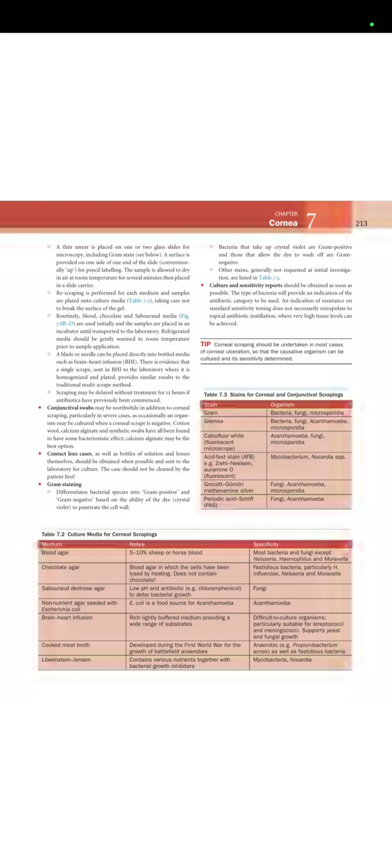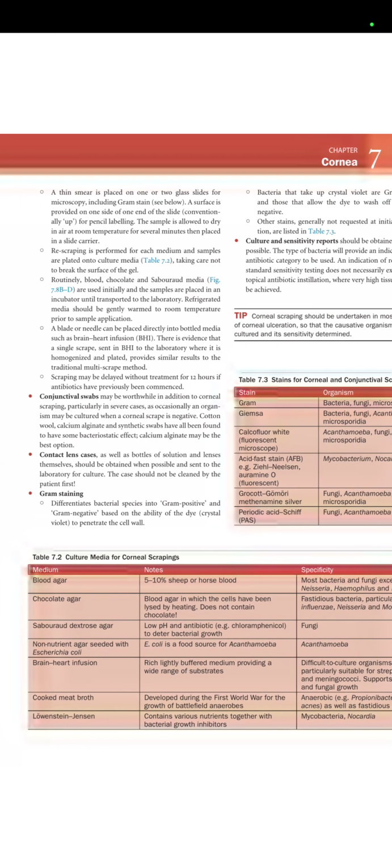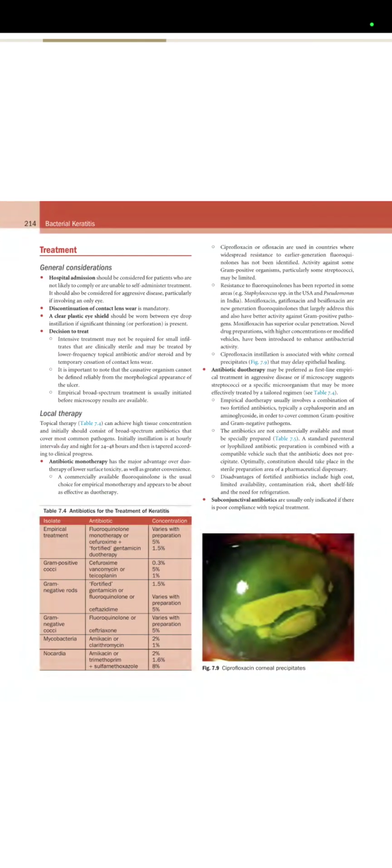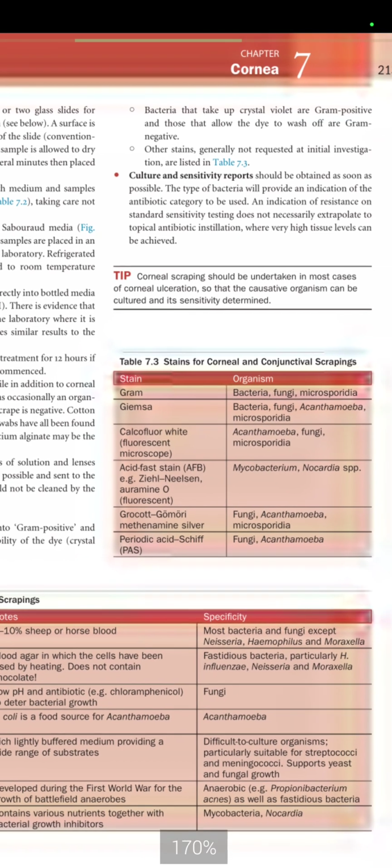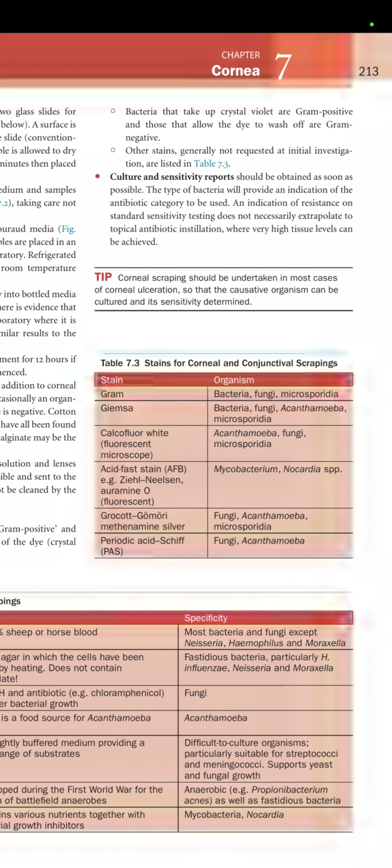Start the cornea part 5, and today we are going to study about the investigations and some of the treatment of the bacterial keratitis. So, we were on the culture and sensitivity report. Basically, culture and sensitivity is an investigation technique that is used to study about the bacteria that is responsible for the bacterial keratitis. Culture and sensitivity report should be obtained as soon as possible.